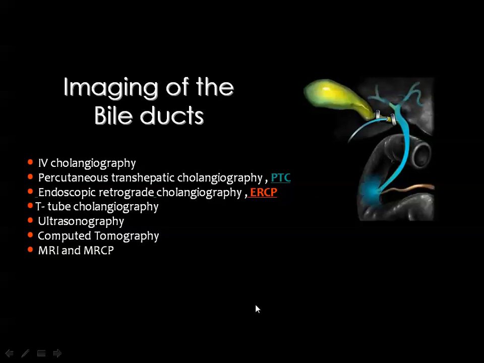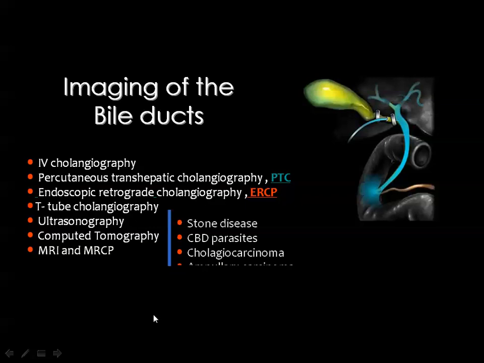And there are a lot of investigations also to evaluate the bile ducts, including this very old obsolete technique known as intravenous cholangiography, which is no more used in clinical practice. And also percutaneous transhepatic cholangiography is now not used as a diagnostic technique, but used as a preparation for interventional biliary drainage. Endoscopic retrograde cholangiography or ERCP and T-tube cholangiography have also receded recently in clinical practice. Ultrasound and CT, MRI, and MRCP.